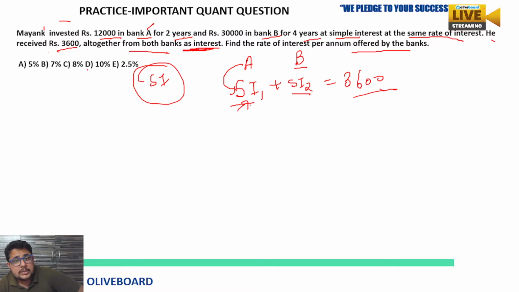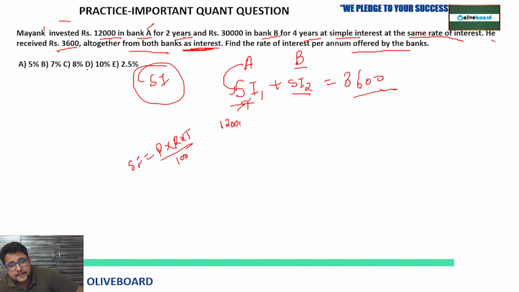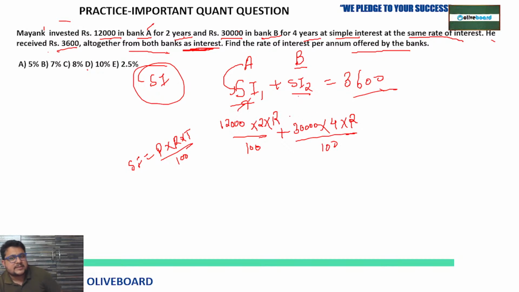Now simple interest is equal to what? P multiply R multiply T by 100. So here you know the principal amount, that is 12,000 in bank A, multiply time, that is 2 years. Now the rate of interest you don't know, R by 100, plus SI2, similar. Principal here is 30,000 in bank B for 4 years, multiply R upon 100. Why am I putting R on both sides? Because the rate of interest is the same. So we can put R on both sides, equal to 3600. Now you can take the LCM and transfer 100 here. So it will be 3600 multiply 100, so it is going to be 3,60,000.